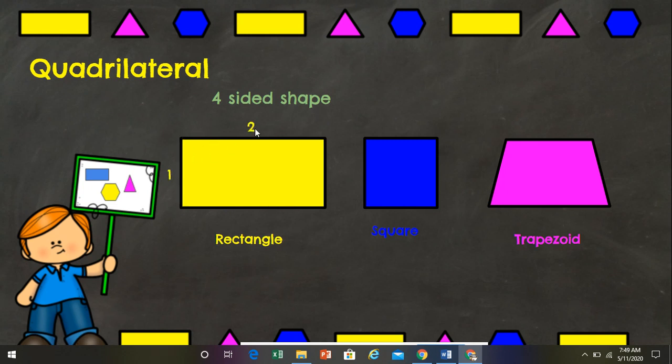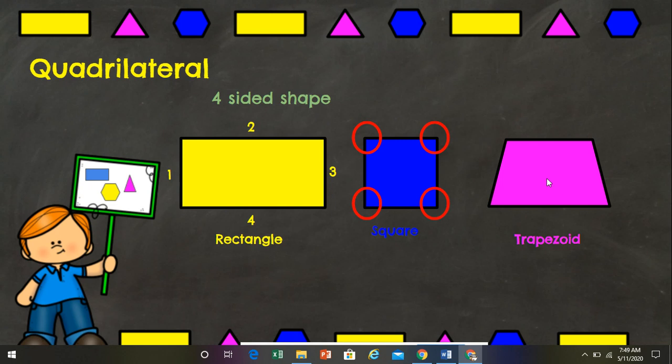Un lado, 2, 3 y 4. 1 side, 2 sides, 3 sides, 4 sides. So if it has 4 sides, it will have 4 corners. 1, 2, 3, 4. Si tiene 4 lados, va a tener 4 ángulos. 1, 2, 3 y 4. This is a rectangle, this is a square, and this is what we call a trapezoid, un trapezoide. Este es un rectángulo, un cuadrado, y este es un trapezoide.